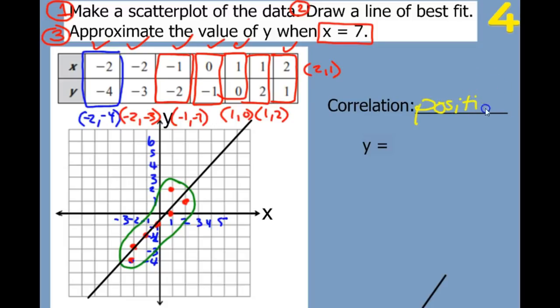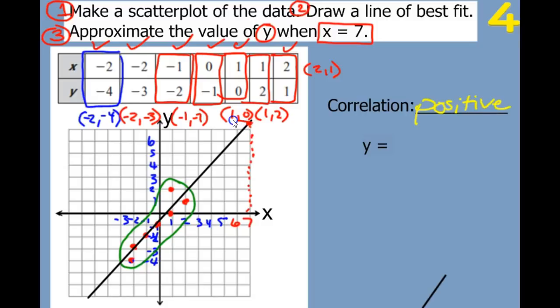What's going on? It's disappearing on me. There we go. Now we need to figure out what is y when x is 7. So here's x is 7 right here. I'm going to follow it to my line.